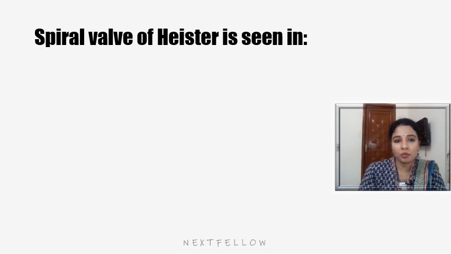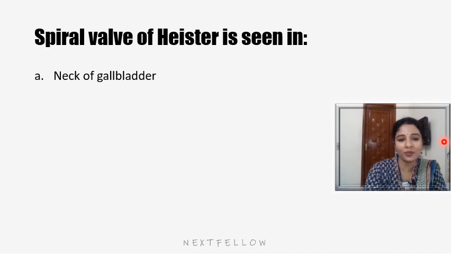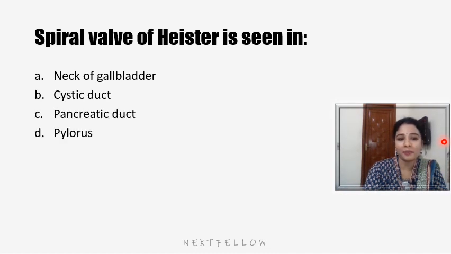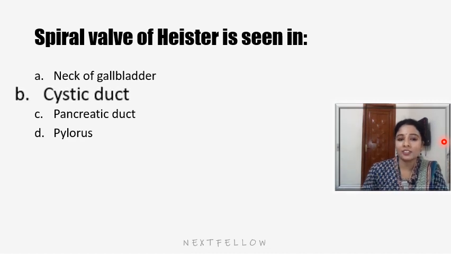And let's see some questions now. The spiral valve of Heister is seen in, obviously I hope you all know the answer: neck of gallbladder, cystic duct, pancreatic duct, or pylorus. The answer is cystic duct. The spiral valve of Heister is formed by the mucosal folds of the terminal part of the cystic duct, where it opens into the common hepatic duct to form the common bile duct.